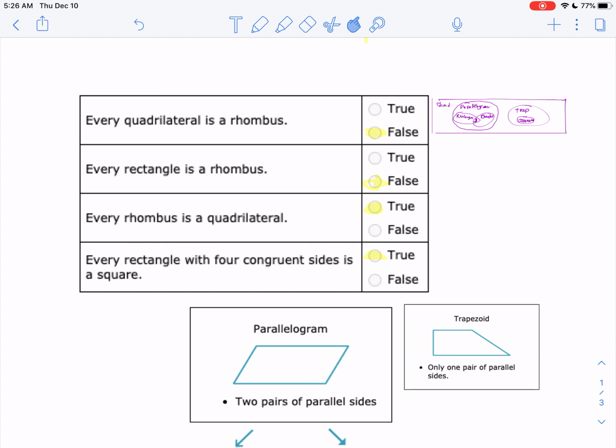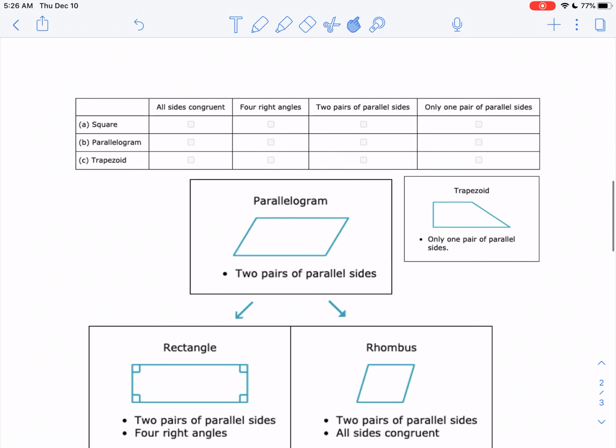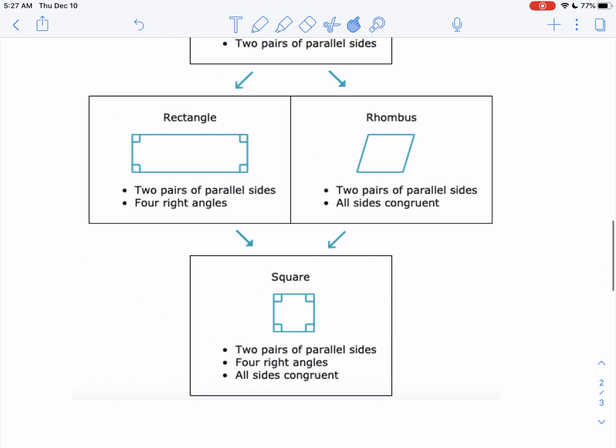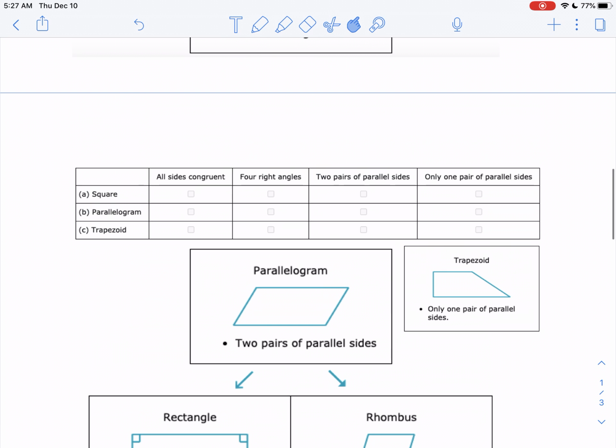Let's take a look at another type of problem you're going to come across. We want to classify this. A square. Does a square have all congruent sides? And this is the one where you didn't mark this, but yes, it does. So a square has all congruent sides. Does it have four right angles? Sure it does. Does it have two pairs of parallel sides? Yes, it's a parallelogram. One pair of parallel sides would just be a trapezoid, so we're not going to click on that one.